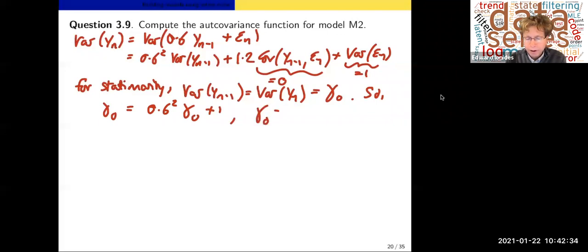So gamma 0 is 1 over 1 minus 0.6 squared, which turns out to be 1.56. So that's where that number 1.56 came from. It's the stationary variance for this AR1 model.